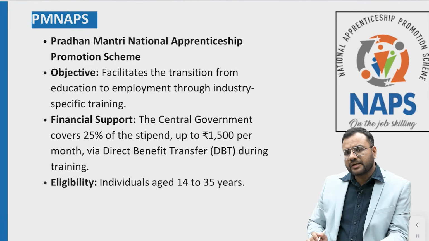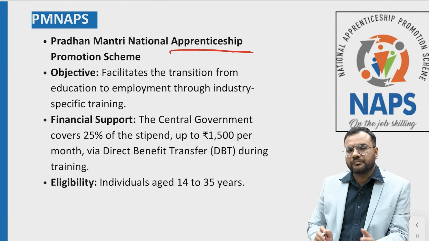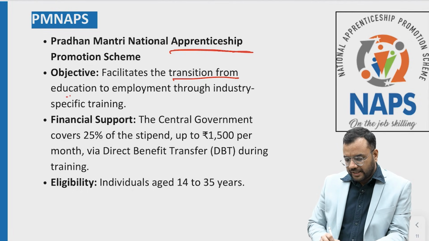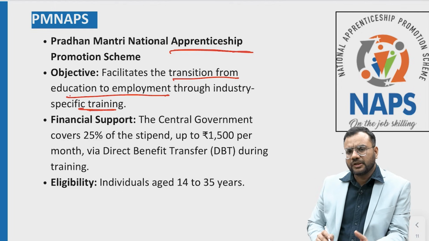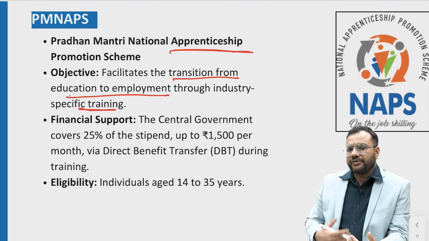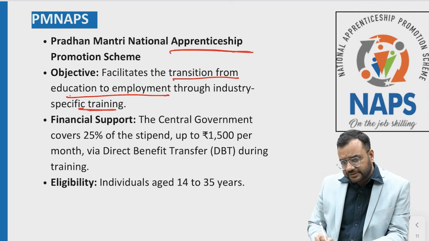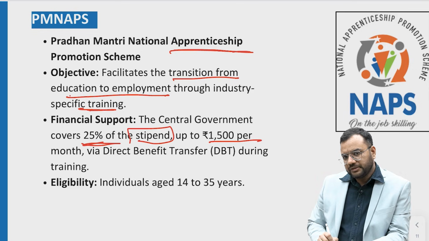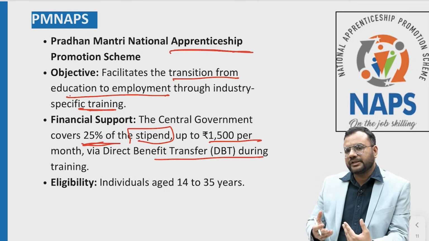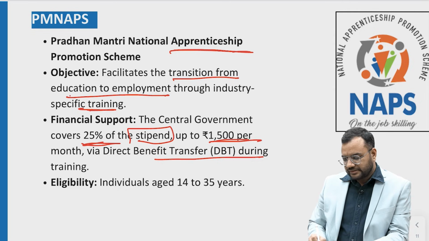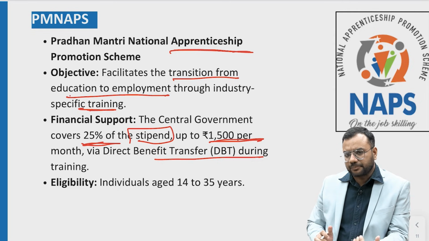Next, our scheme is Pradhan Mantri National Apprenticeship Promotion Scheme, that is PMNAPS. Its objective was to facilitate the transition from education to employment through industry specific training. What happens in our society is that mostly we get formal education but there is a lack or dearth of training regarding our skills. So this wanted to bridge that gap. It also provided some financial support. The central government covers 25% of the stipend up to rupees 1500 per month via DBT. When someone is under training, they will get a stipend, maximum rupees 1500 per month, which will be supported by the central government.